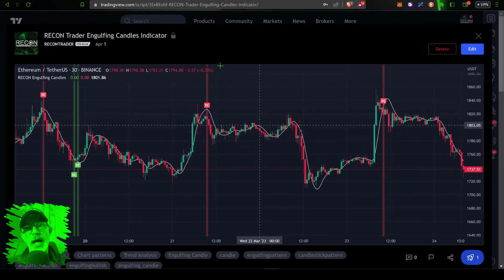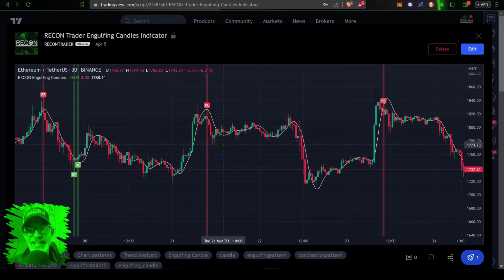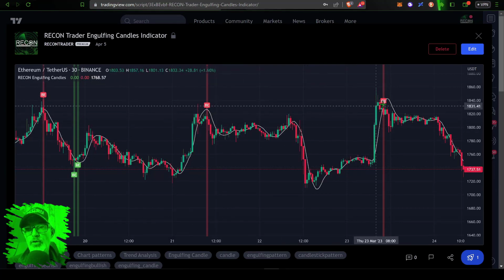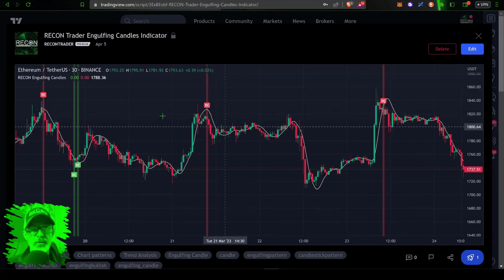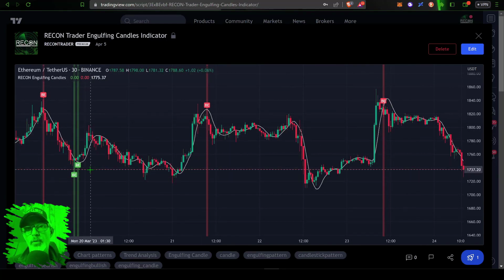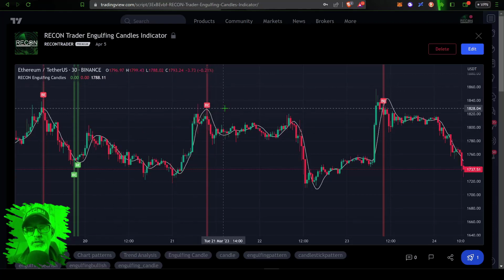Now, with that in mind, I created the engulfing candle indicator in order to help me identify possible trend reversals. As you can see on the chart here, where we see the red BEs, those are your bearish engulfing candles, and we see a reversal typically occur after we see one of these candles. On the flip side, where you see the green BE, those are bullish engulfing candles, and you can see a reversal of this sell-off down here. So again, I'm using this indicator to look for possible trend reversals.